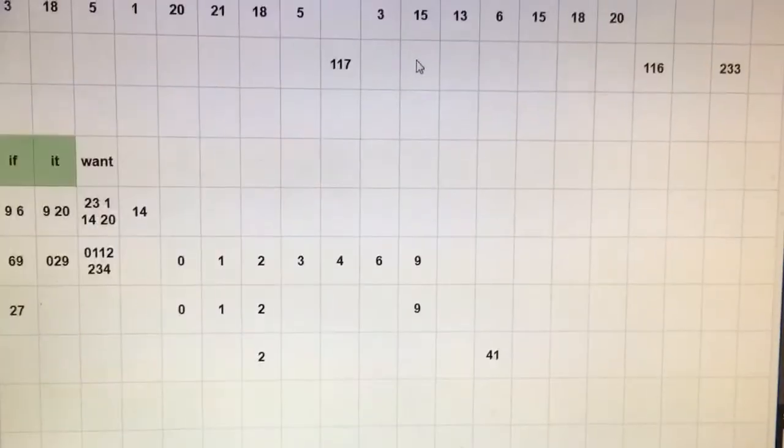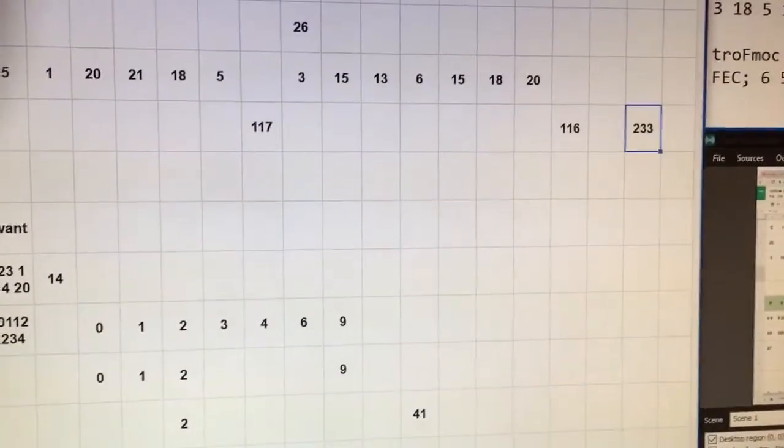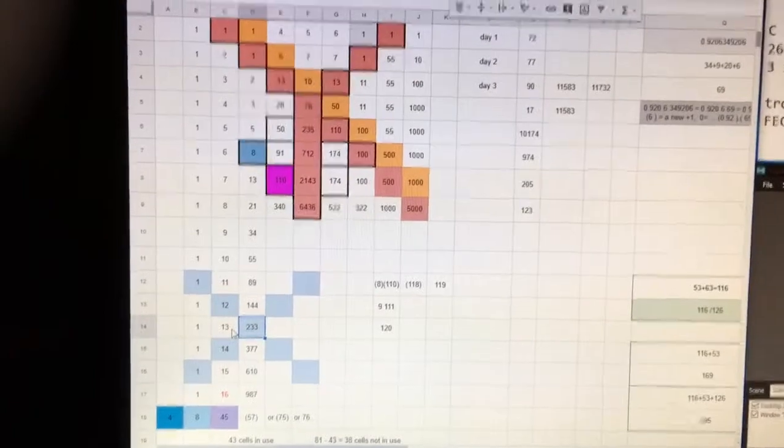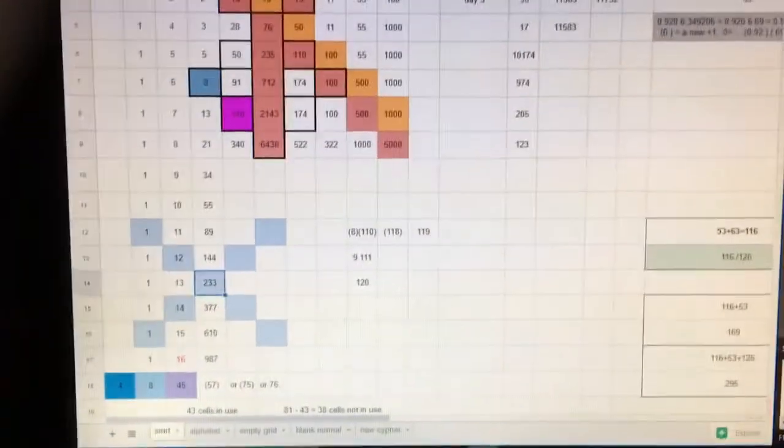Anyway, I think that's interesting. 233. I think that's interesting. We're playing with the bottom half again. So, anyway, I'm done for the weekend. I'm freaking tired. Oh yeah, this is neat.